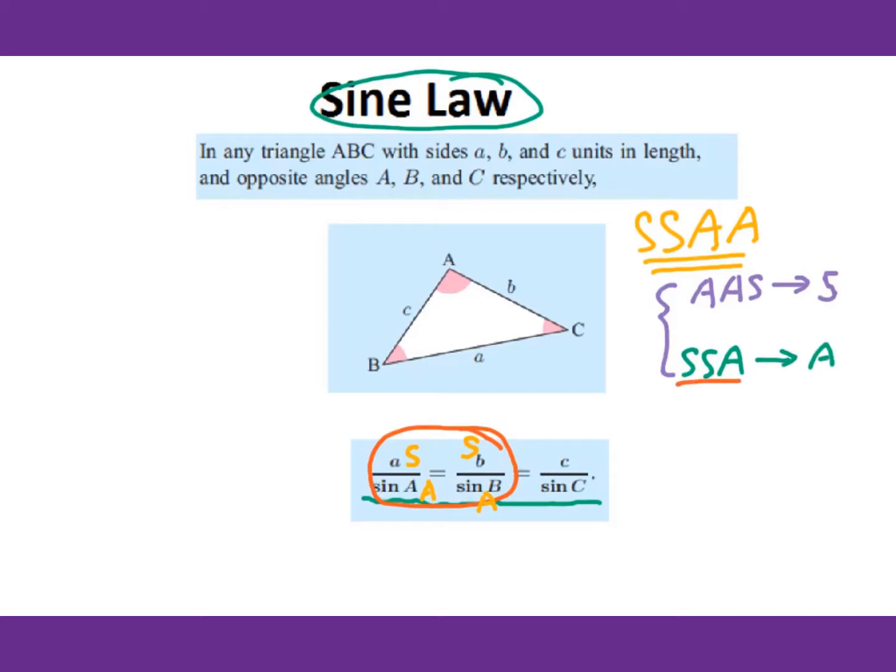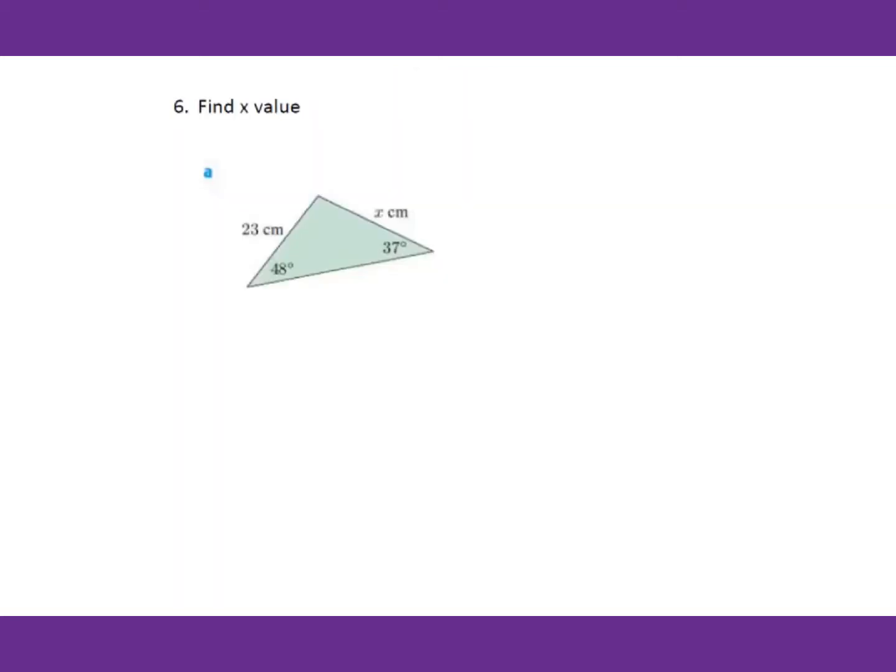For this SSA pattern, you have to be careful because there are three situations. It could be no solution, or we only have one solution, or we have two solutions. For example, find the x value. We are given two angles and one side, we're looking for another side. So we got to use sine law.